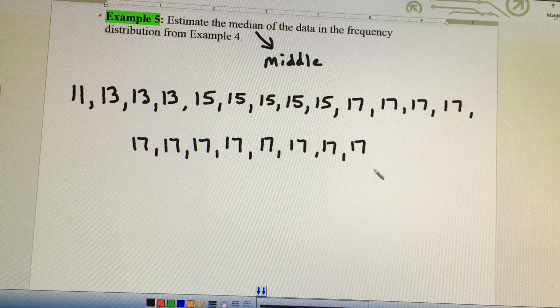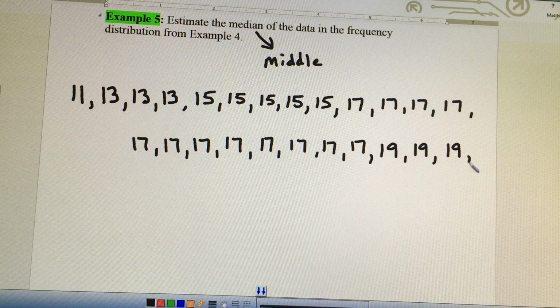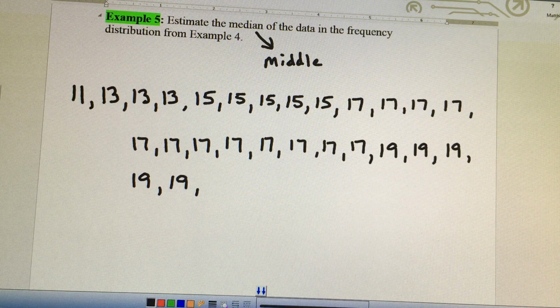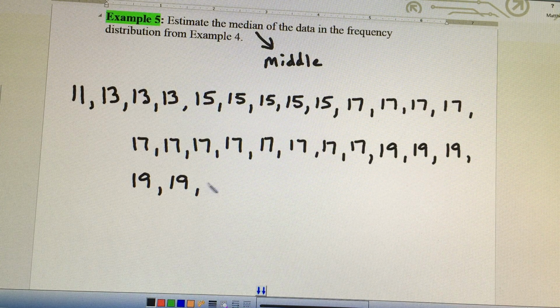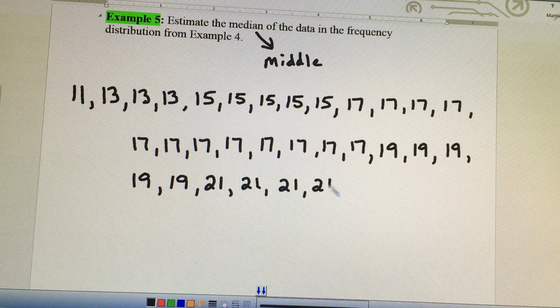We had 5 people in the 19 category. Go ahead and list 19 5 times. And we had 4 people in the 21 category. So 21, 21, 21, 21.